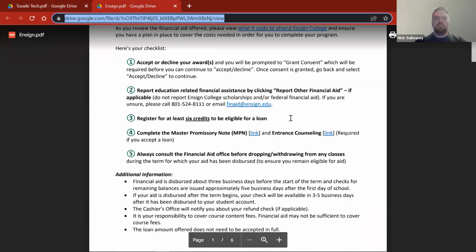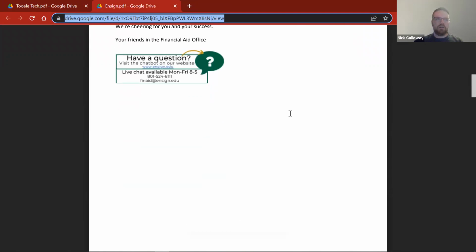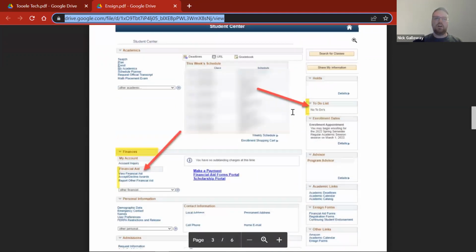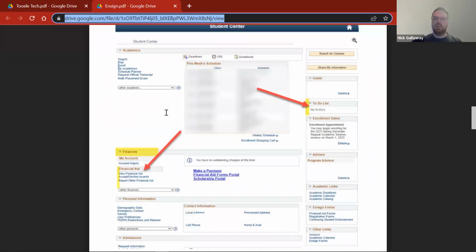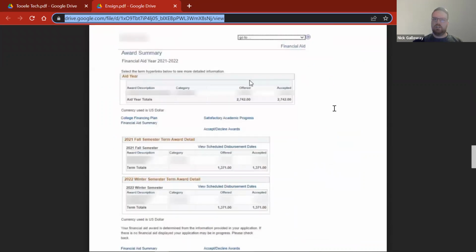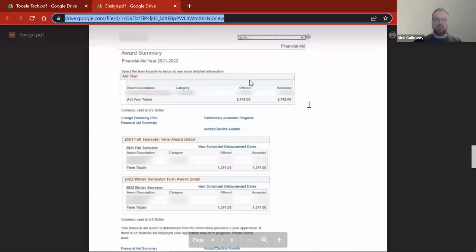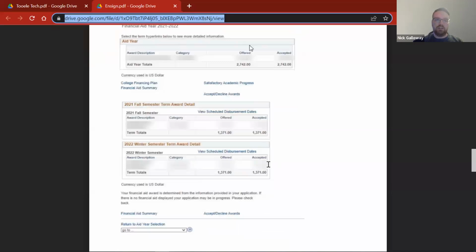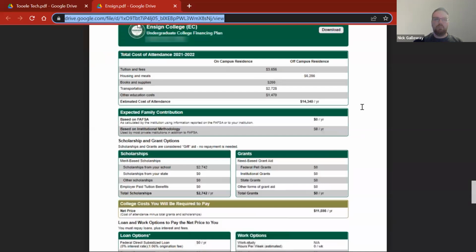Next, we'll look at Enzyme. Their process is a little bit different. They use an online version, which you may see a lot. This is just a little printout of their web portal. As we come down here, this is more of the award summary that you'll see. This will be the aid year and their financial totals, broken out by semesters. And then you'll see the more familiar.